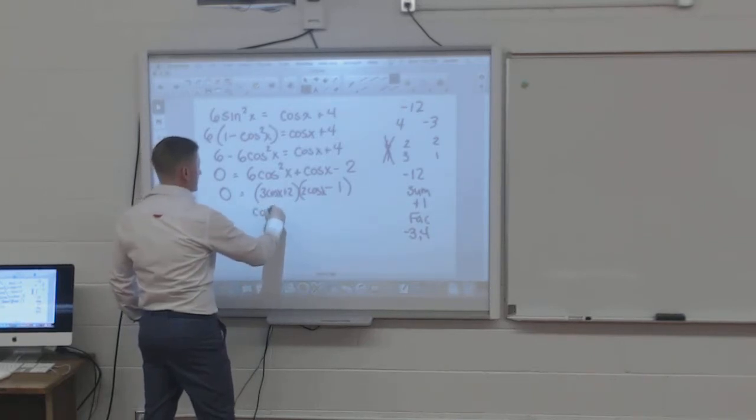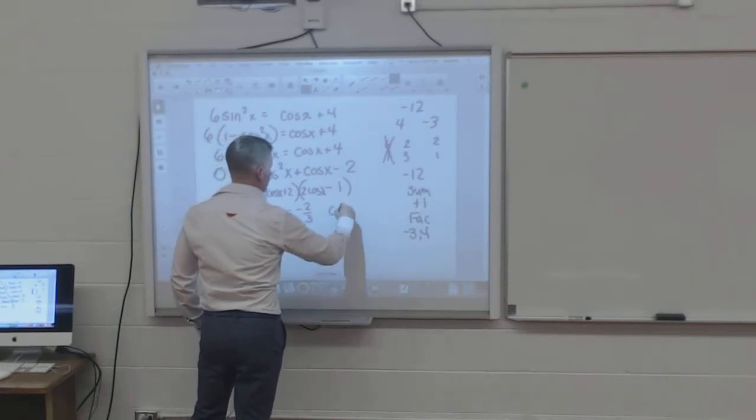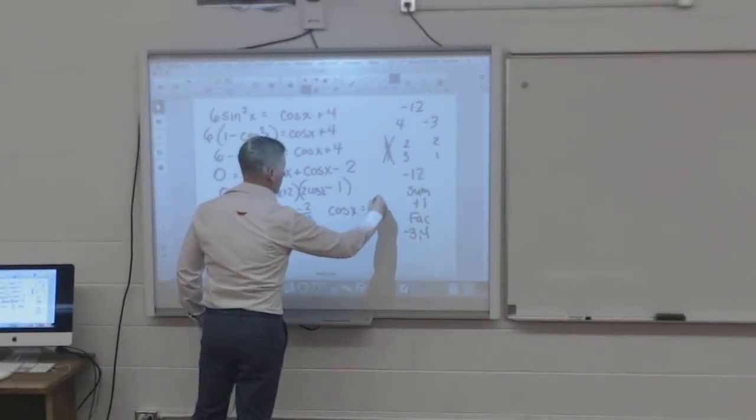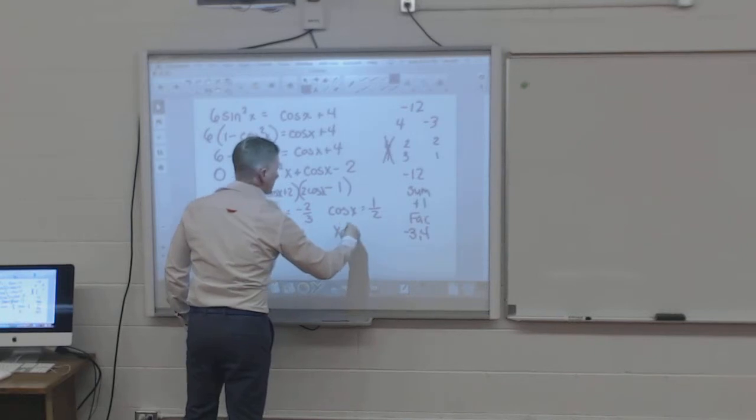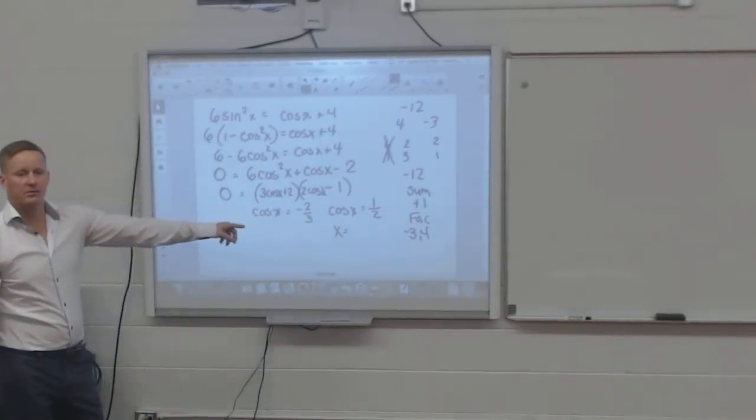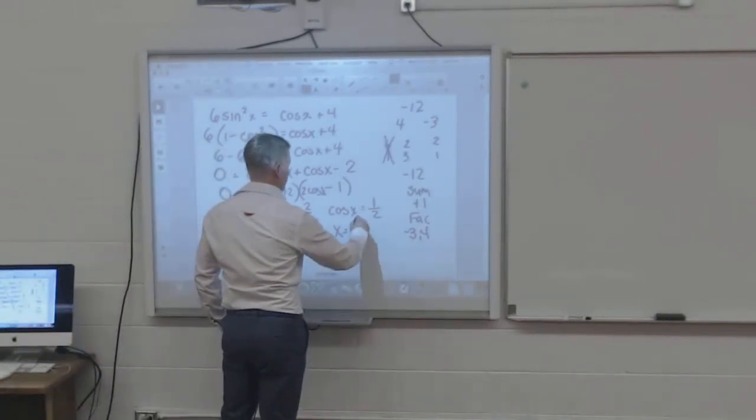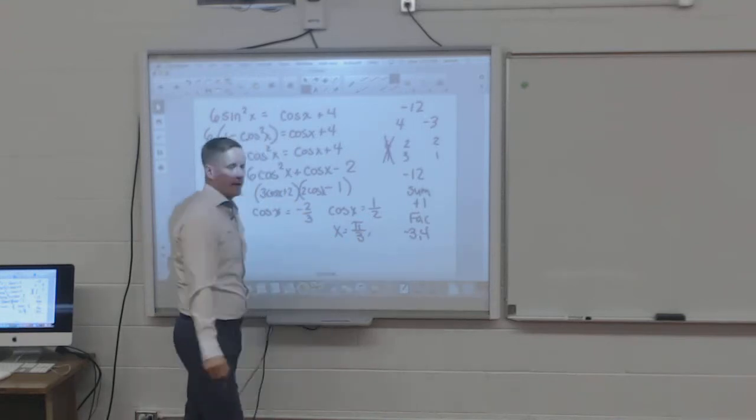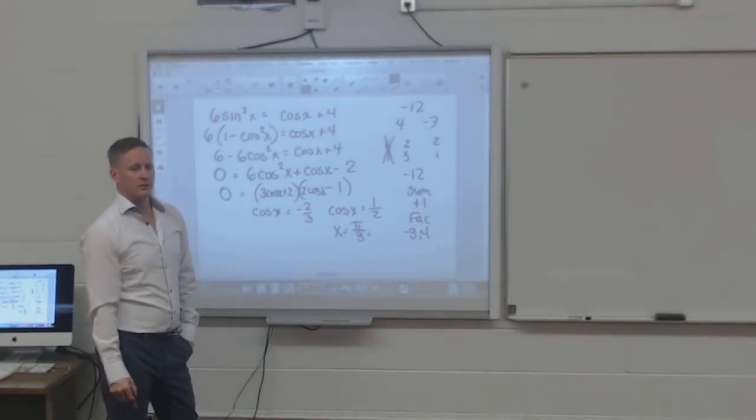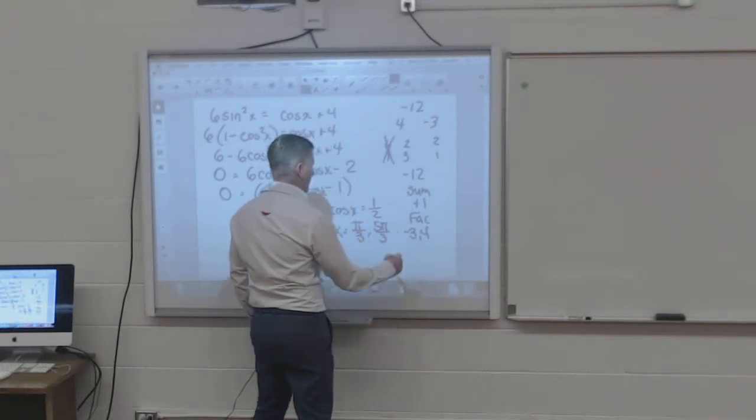So I get cos x is equal to negative 2/3, and cos x is equal to 1/2. So the first thing you do, cos x is equal to 1/2. Where on the unit circle is cos x equal to 1/2? Pi over 3 and there's always 2. 5 pi over 3. Yeah, you're close.